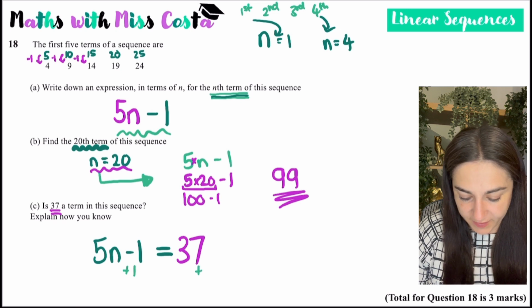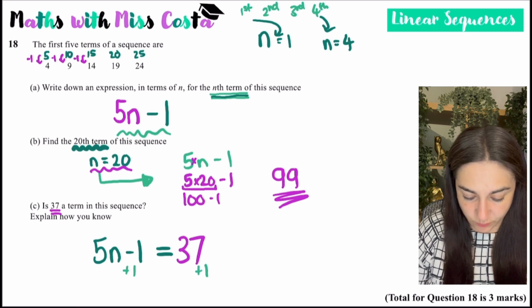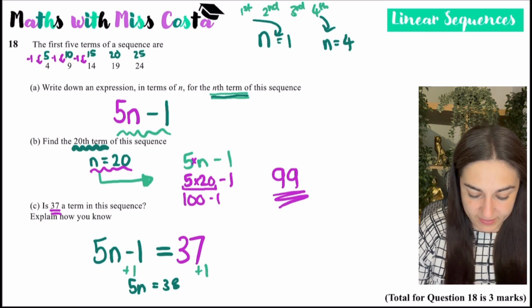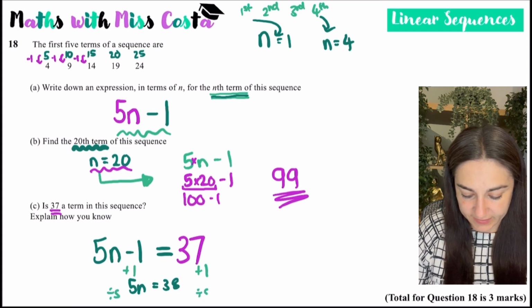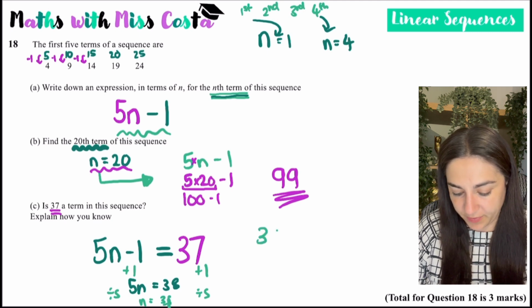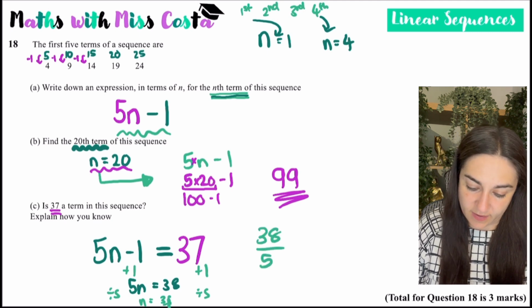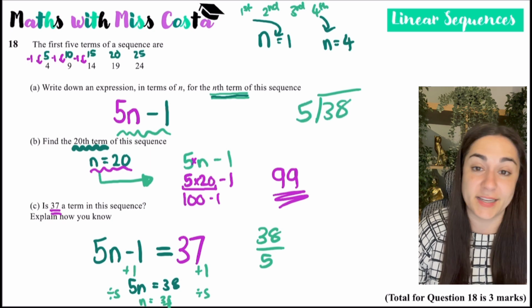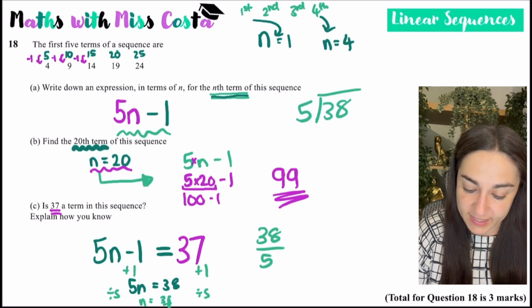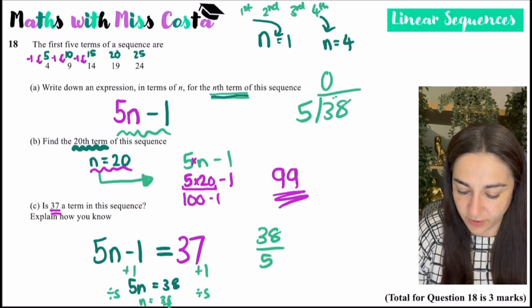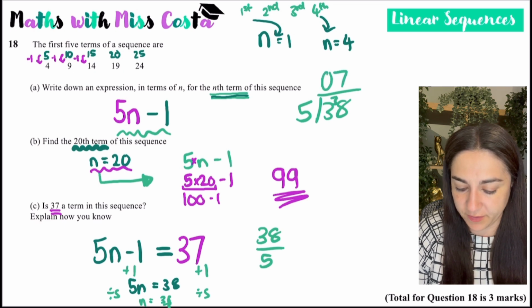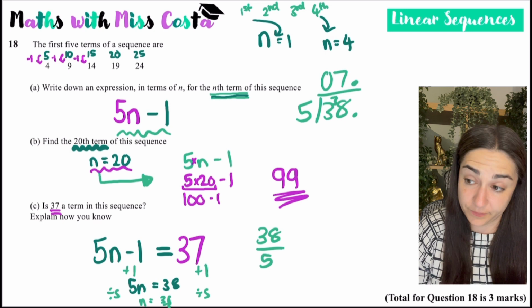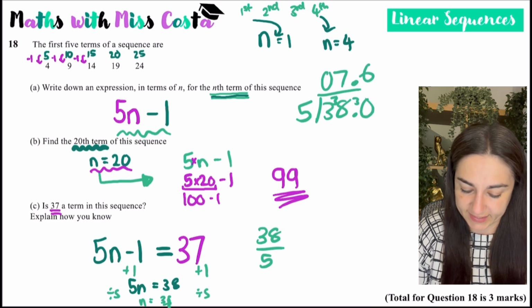That would tell us that the first thing we do is we need to add 1. So 5n is 38. And then what I would need to do is divide by 5. So therefore n is going to be 38 divided by 5. Now 38 divided by 5, I could quickly just do a bus stop, but I know it's not going to be a whole number because 8 is not in the 5 times tables. So 5's into 3 don't go. 5's into 38 goes 7, remainder 3. 5's into 30 goes 6.